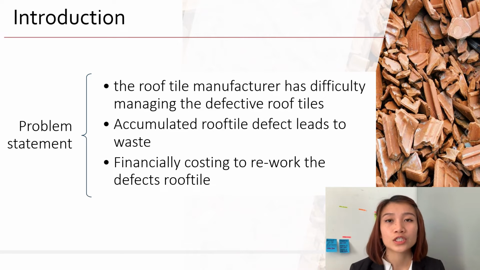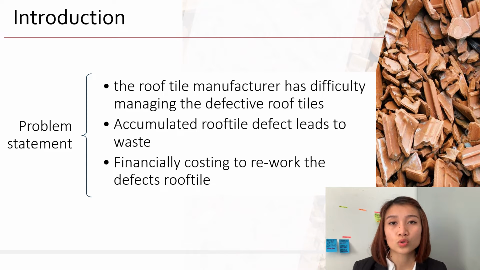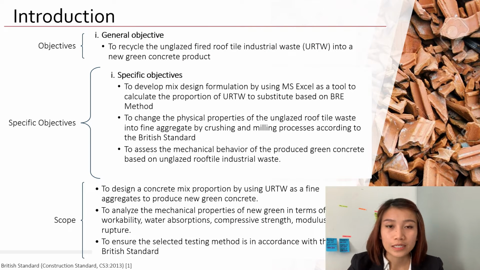So the idea of this study, producing new green concrete that is based on unglazed roof tile, comes from roof tile manufacturers having difficulties managing defective roof tiles that accumulate from time to time, which leads to waste. Reworking the defective roof tiles may cost them financially and affect the quality of the roof tile itself. Basically, concrete is based on four main ingredients, which are cement, fine aggregate, coarse aggregate, and water. So URT, or the unglazed roof tile waste, will replace the fine aggregate by proportions.